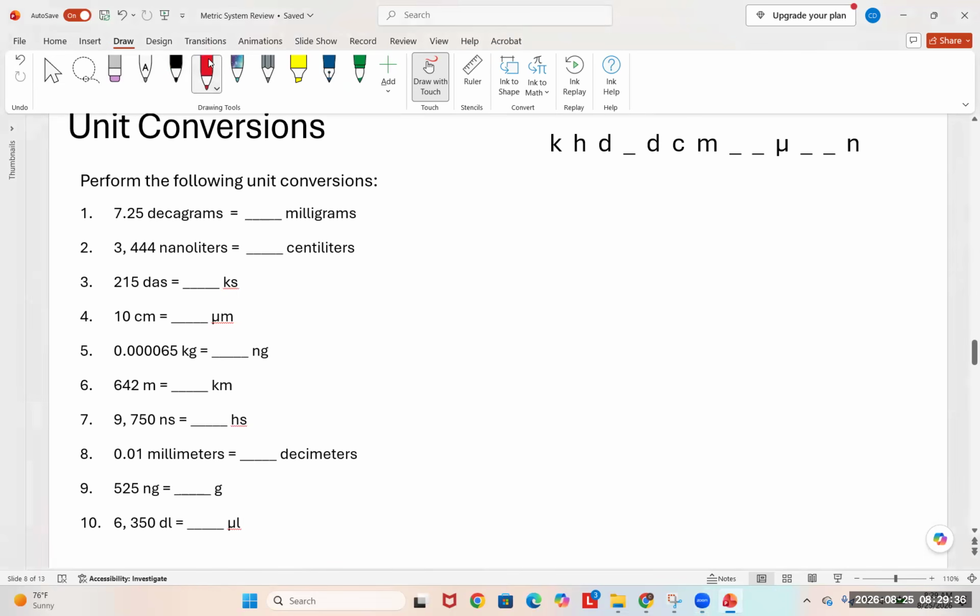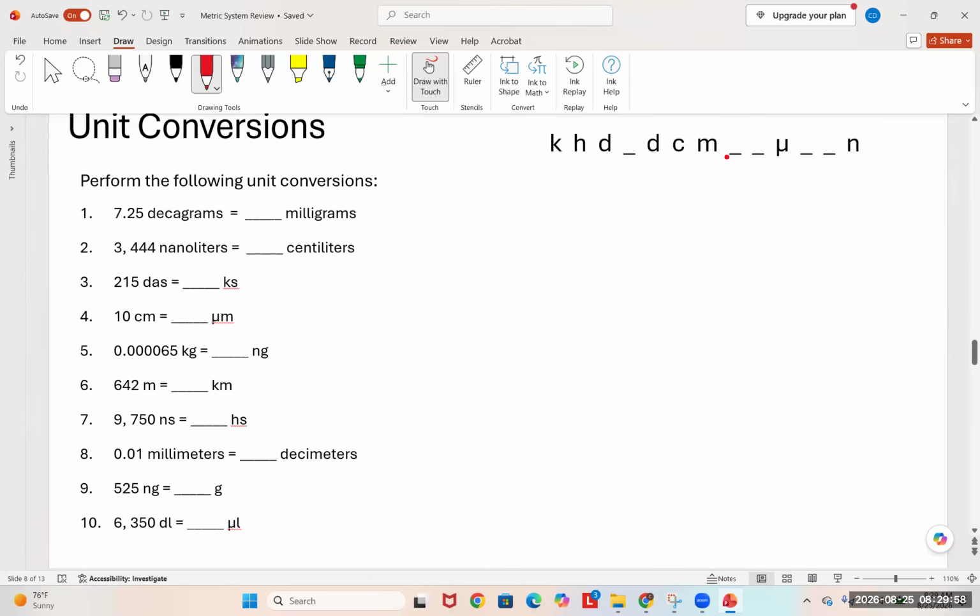One phrase that you may have heard before in school, at least that I was taught when I was learning this, is King Henry died, gasp, drinking chocolate milk. That helps with some of the prefixes, right? Kilo, hecto, deca, deci, centi, milli.